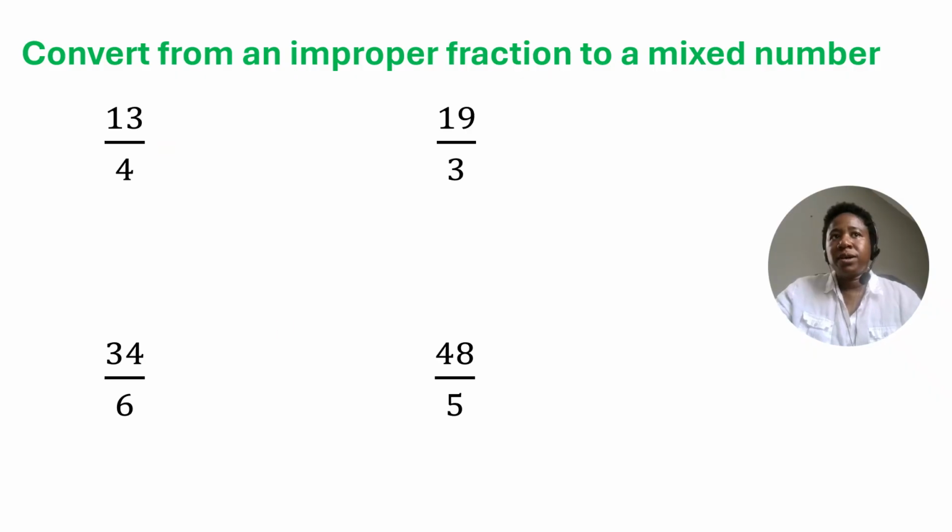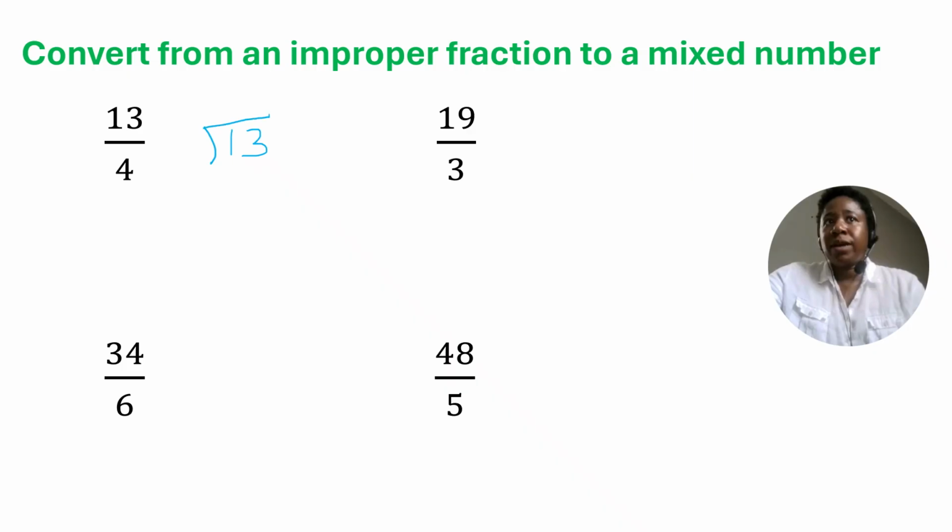And we're going to be converting these to mixed numbers. These are numbers with a whole number and a fraction component. Basically, we want to see how many times can we get the denominator from the numerator. And we're going to be dividing so as to help us with these conversions. So we'll set up our 13 divided by 4. How many times does 4 go into 13?